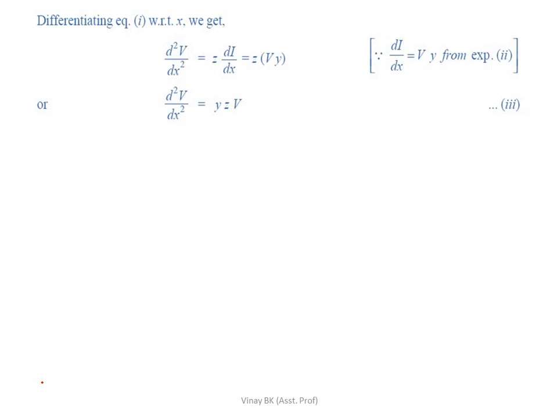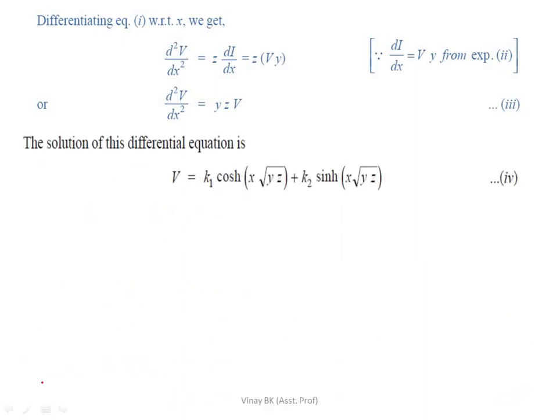Here I am not going to go deep into the differential equation. I think you will know about differential equations. By solving this expression 3, we get V equals k1 into cosh of x root YZ plus k2 into sinh x root YZ. Give this as equation number 4.